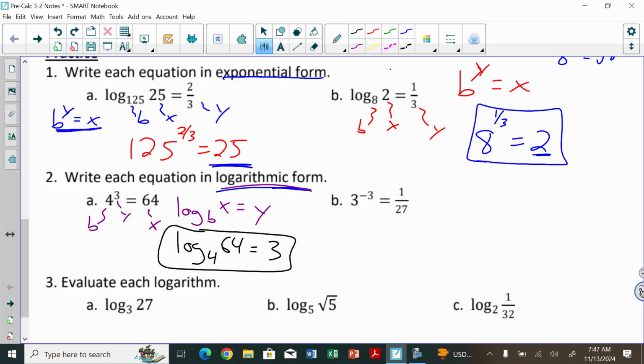Okay, over here, the same thing, right? We want to have this as my b, this is my y value, and this over here is my x value. So when I write this out, I'm going to say log base 3, and then the x is 1/27th, and that equals my y value of -3.